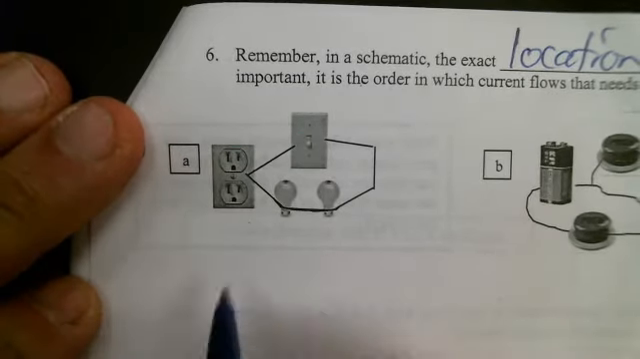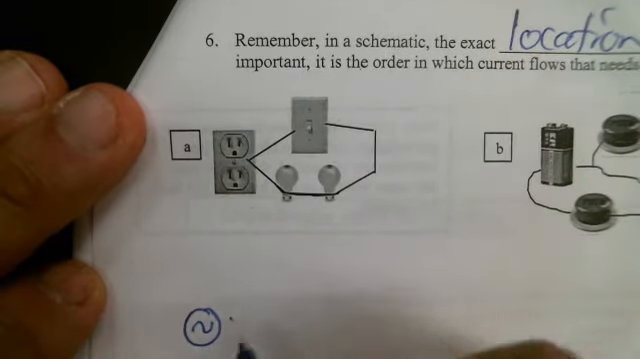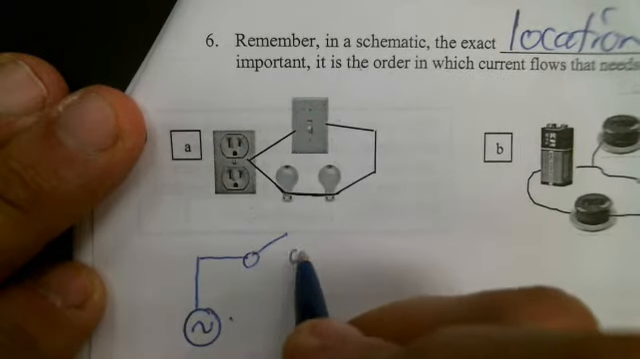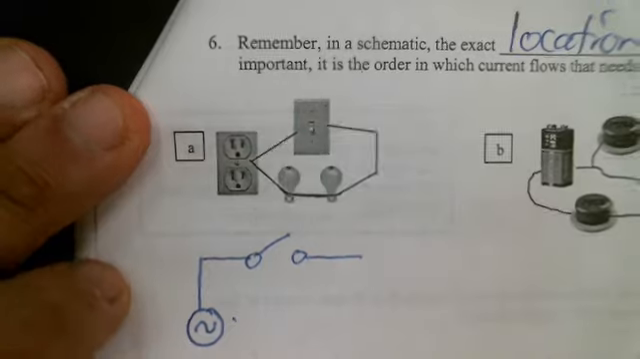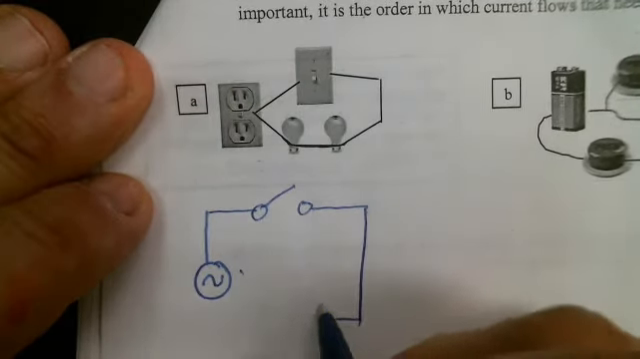So here we have an outlet. That's going to be a squiggly line in a circle. And then I'm going to a light switch. So we have that symbol there. And then I have wire coming down, and I have 2 light bulbs.